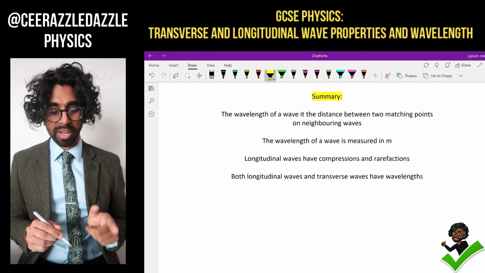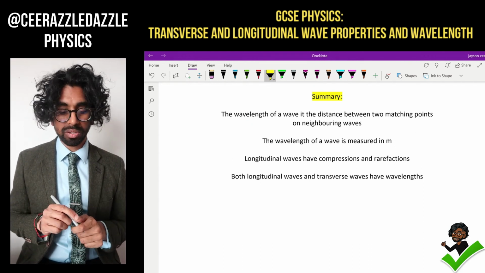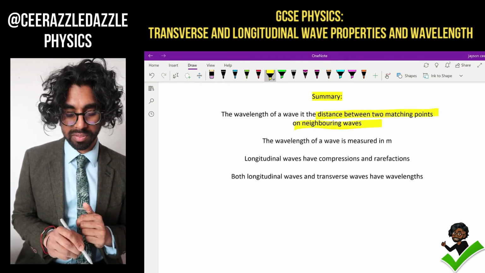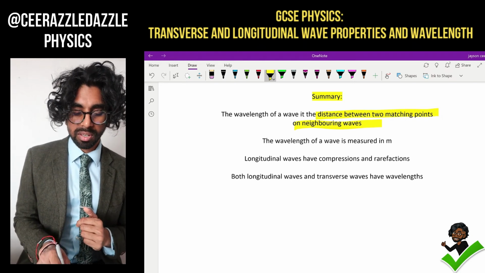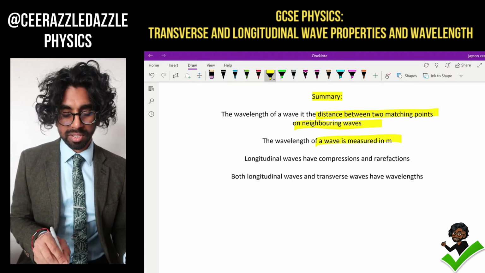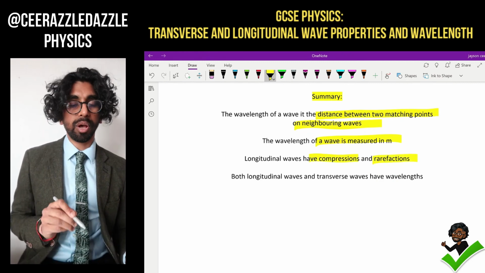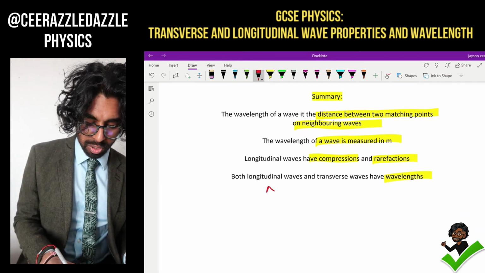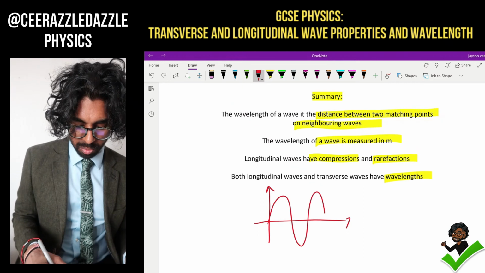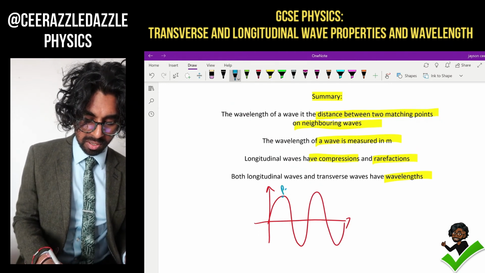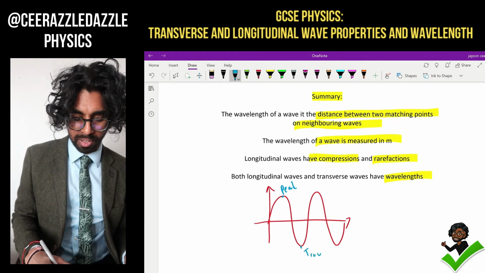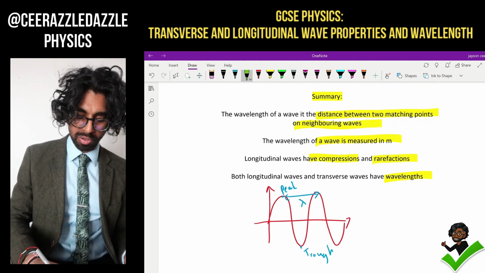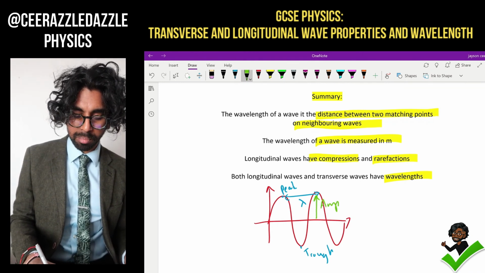Now, scrolling down for the summary. The wavelength of a wave is the distance between two matching points on neighboring waves. The wavelength of a wave is measured in meters. Longitudinal waves have compressions and rarefactions. Both longitudinal waves and transverse waves have wavelengths which we can measure. For the transverse wave, make sure we can label the different parts. The top part is called the peak, the bottom part is called the trough, and the distance from peak to peak is the wavelength. Oh, and we're missing the amplitude. From the middle to the top, this one is the amplitude.